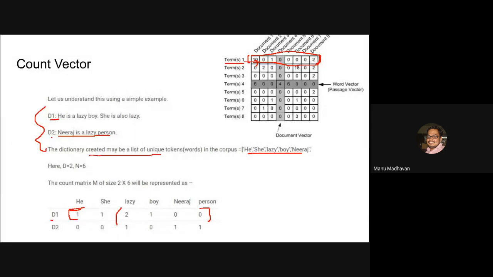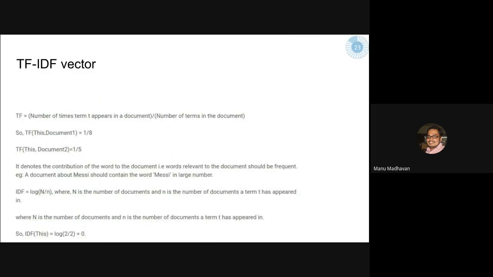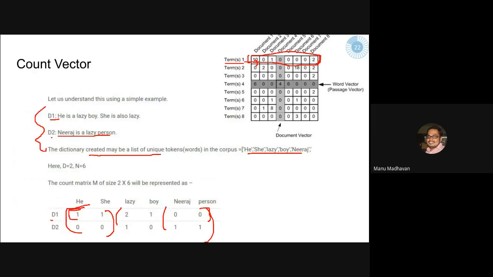The problem here is both he and she have the same representation. Neeraj and person have the same representation. We cannot distinguish them. We can say they are similar, but we cannot count them separately. So that issue is there in count vectorizer. A word's importance cannot be captured by just taking the count, by just taking the term frequency.